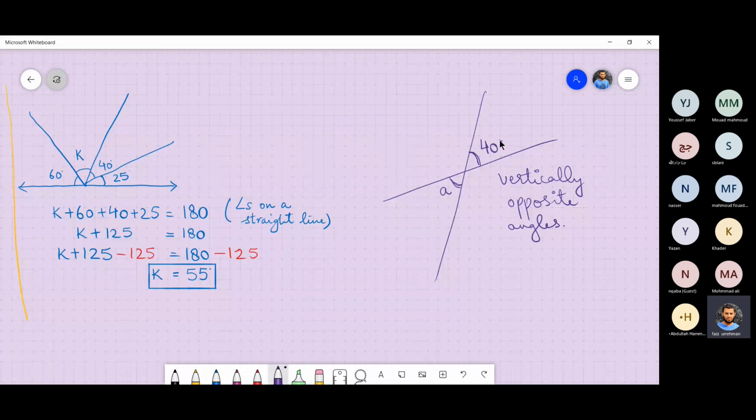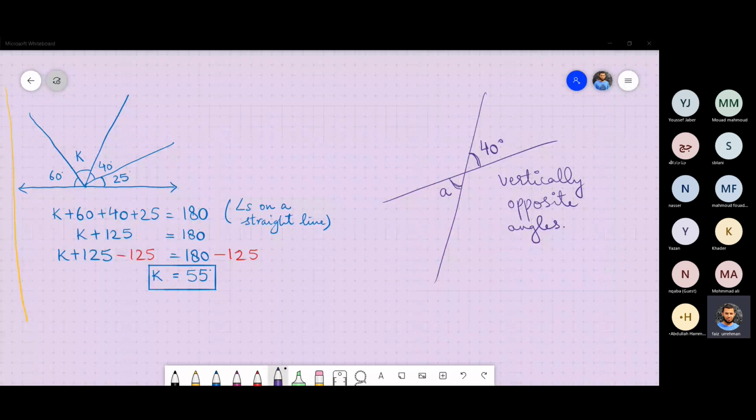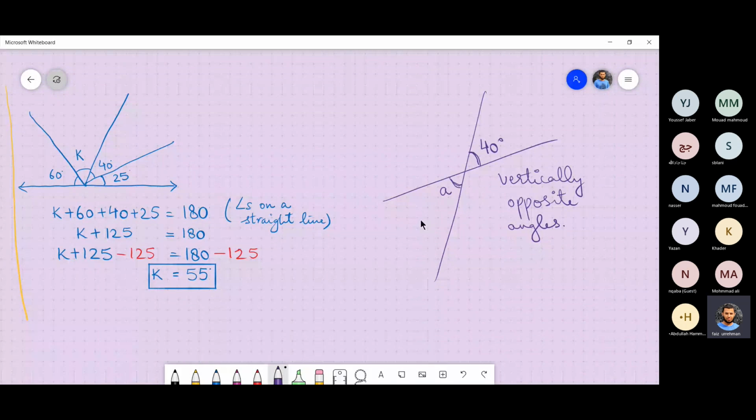Oh, Abdullah Hamoud entered the chat. Am I correct? Yes. Okay, I understood. Who's that?